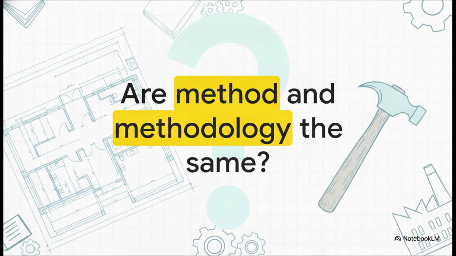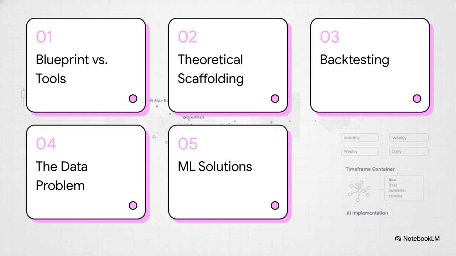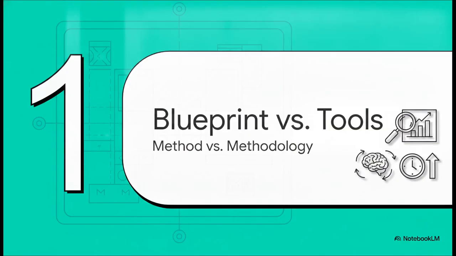If you confuse them, it's kind of like confusing the architectural blueprints of a building with the literal hammer you're using to drive in the nails. Here is our roadmap for today. 1. Blueprint versus tools. 2. Theoretical scaffolding. 3. Backtesting. 4. The data problem. And 5. ML solutions.